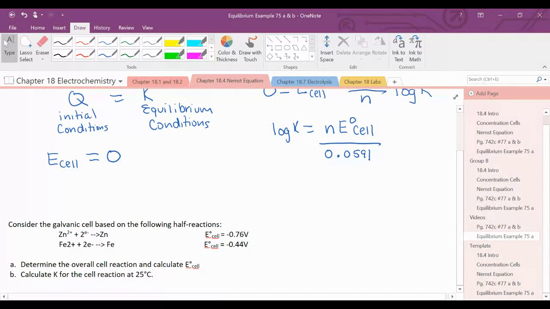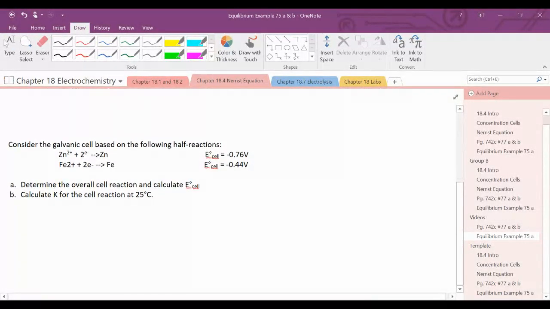So the first problem says we have the following galvanic cell half reactions. We are given their cell potentials. Determine the overall cell reaction and calculate the cell potential. And then we're going to calculate K for the cell reaction at 25 degrees Celsius.